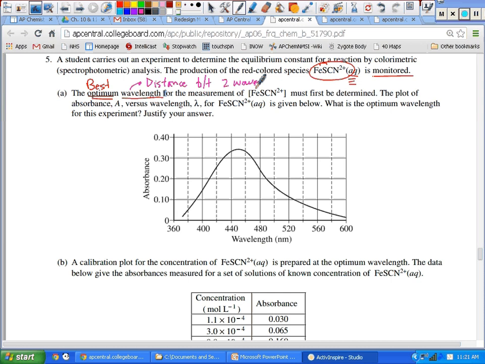So the optimum wavelength, again, that means the best wavelength for the measurement of this thing. Now again, do you have a name for that? Or it's iron, and y'all don't know what that SCN is, that's thiocyanate. This is just a complex ion, is all this is. Must first be determined. Now let's talk about that. Let's read it one more time. The optimum wavelength for the measurement of that must first be determined.